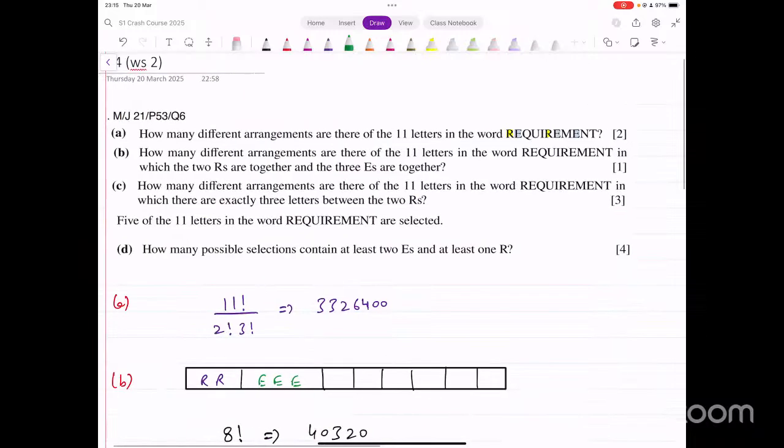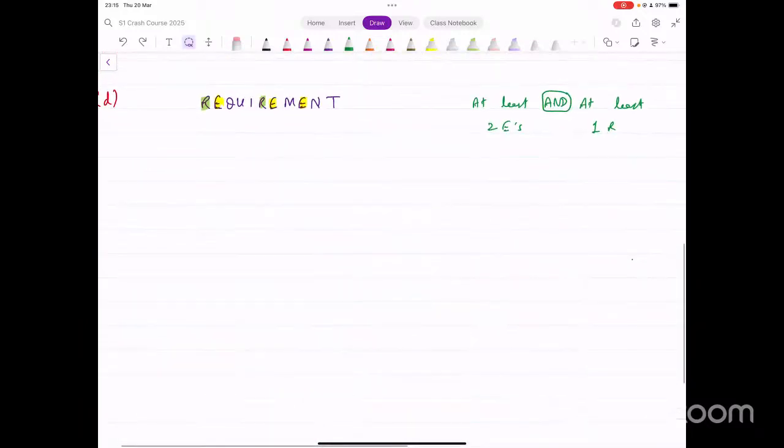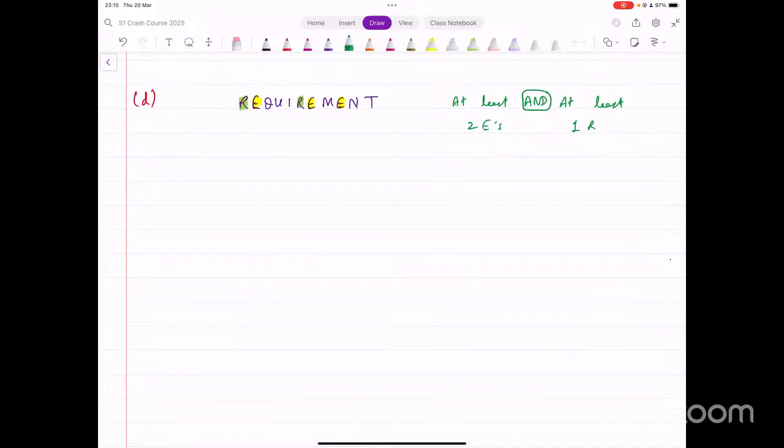And how many letters do we want to select in total? 5 letters in total. Now let's make cases that satisfy this condition. What are the possible cases going to be? We need cases for E's and R's, right? Because they are the repeated letters. One possible case would be that we have 2 E's and 1 R that satisfies the condition. We have 5 letters to select in total, 1, 2, 3, 4, 5.